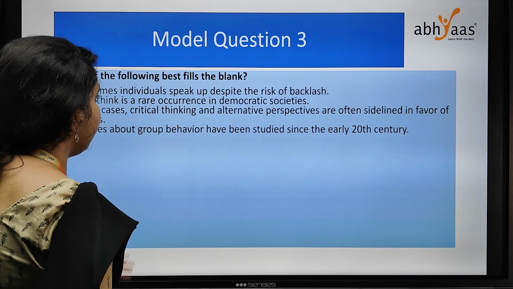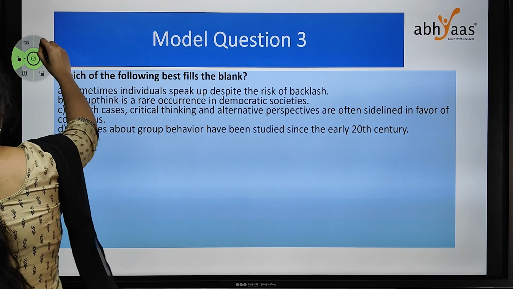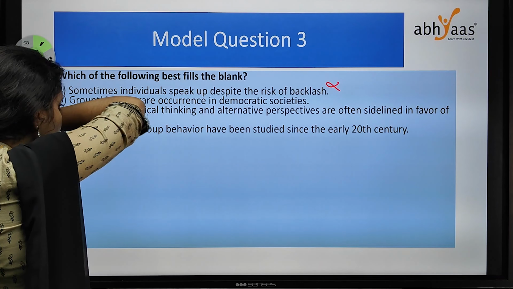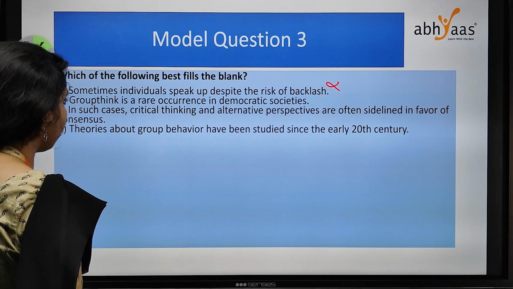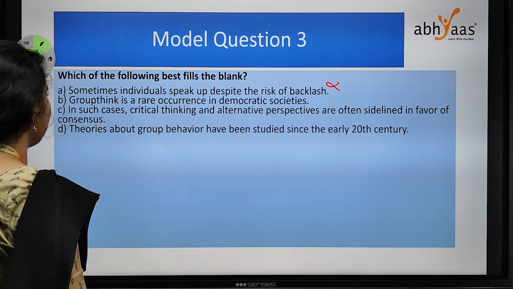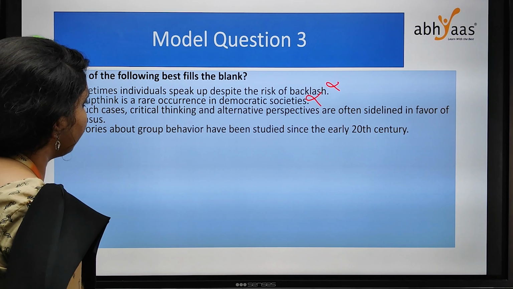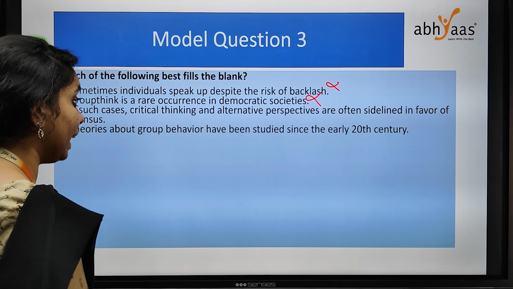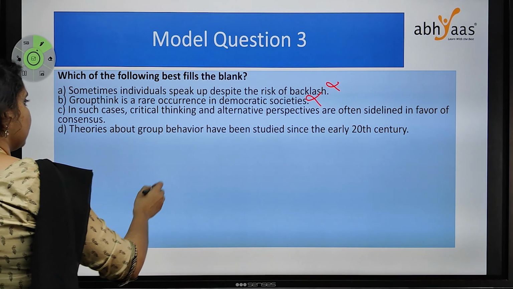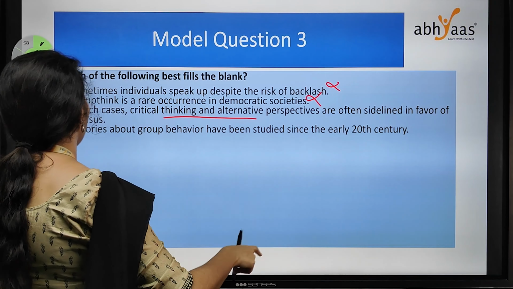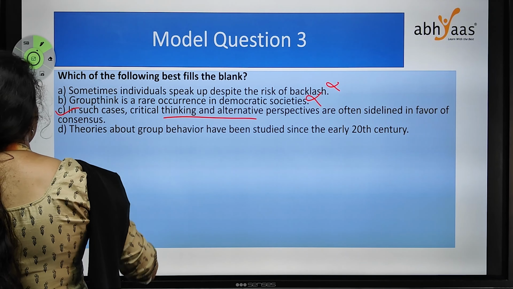Sometimes individuals speak up despite the risk of backlash. No, if that happens, then there is no need of appointing a devil's advocate, right? Groupthink is a rare occurrence in democratic societies. No, this is a completely new idea. In such cases, critical thinking and alternative perspectives are often sidelined. Yeah, in favor of consequences. Because these are being sidelined, there is a need for a devil's advocate to be appointed. This seems like the appropriate one.